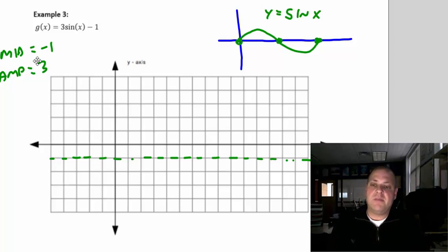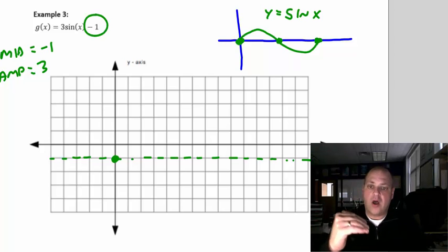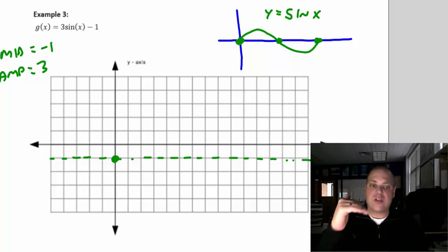Okay. And my amplitude's 3, so I'm going to go up 3, down 3. Because it's a sine curve, I'm going to start right on the y-axis at my midline. On the y-axis at the midline. That's what you do for a sine curve. It's not going to be 0, 0 because it's down 1, right? Down 1. That's going to shift this whole thing down 1 unit.